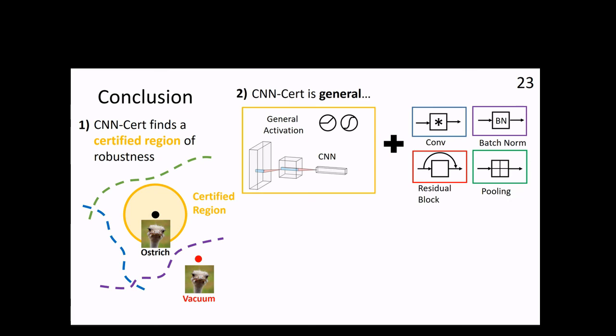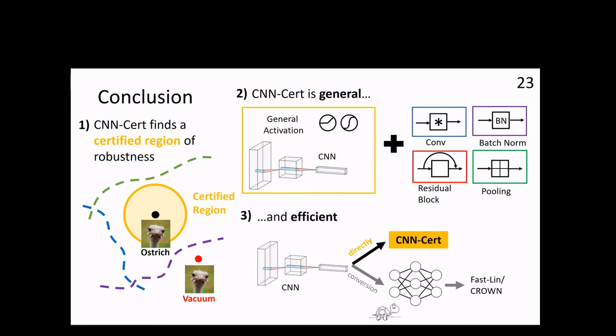To conclude, CNN-Cert finds a certified region of robustness, such that any perturbations within this region won't change the classification. CNN-Cert is general, allowing for a variety of structures and activation functions, and it is efficient, directly applying certification to CNNs without the need for conversion to MLP.